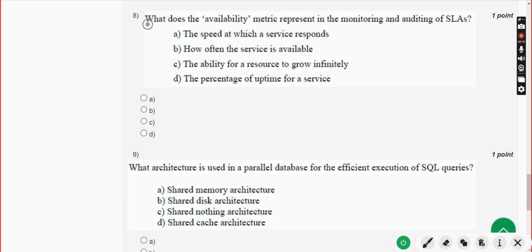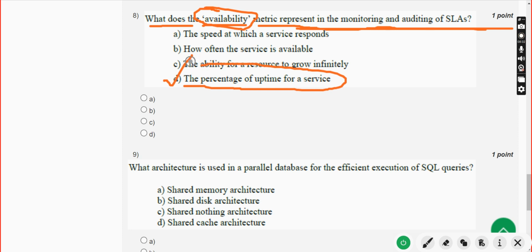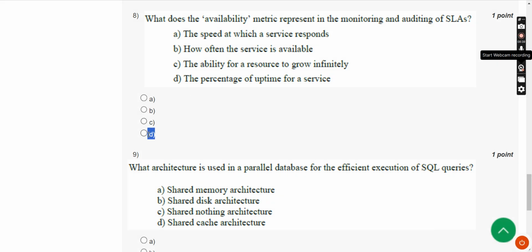Now moving on to the eighth question, guys. What does the availability metric represent in the monitoring and auditing of SLAs? So what is meant by availability in this topic? So for the eighth question, the answer is option D, guys. The percentage of uptime for a service. So mark option D, guys.